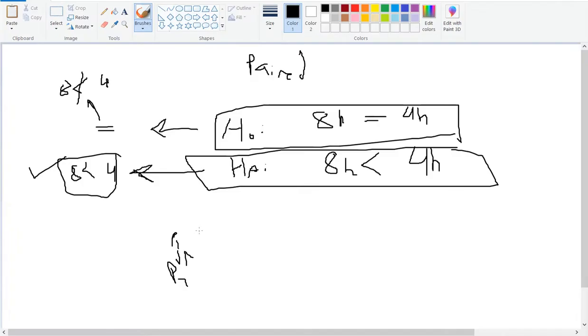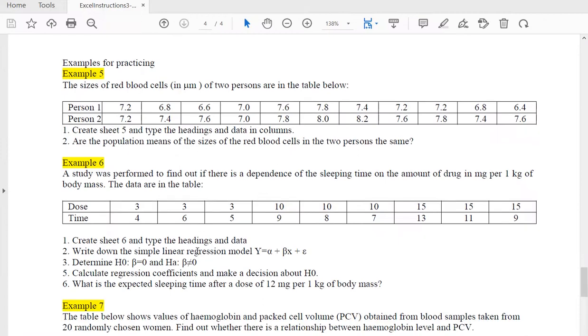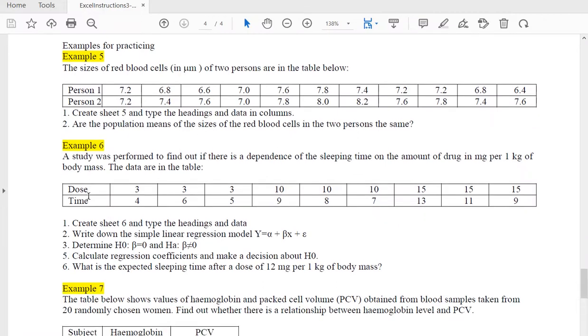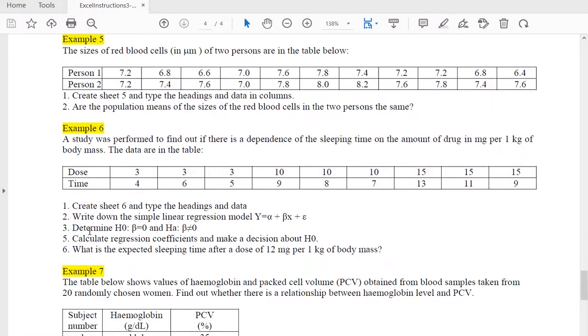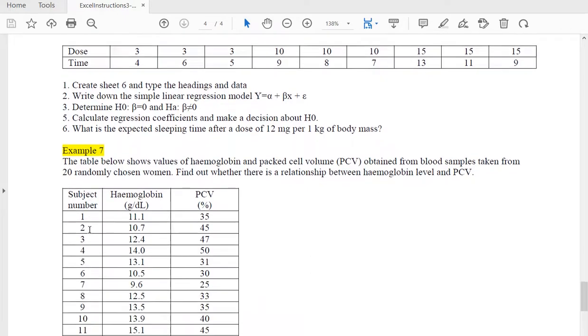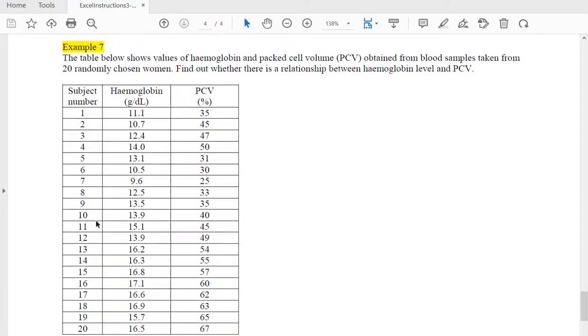Example 7, where is it? Yeah. Example 6, what was example 6? Okay, example 6, I'll just leave it for homework as well. You can do that. Example 7, all right? So in example 7, you got a table below that shows values of hemoglobin and PCV, packed cell volume, so the amount of hemoglobin and the volume of the cells, taken from 20 randomly chosen women. Find out whether there is a relationship between hemoglobin and PCV.